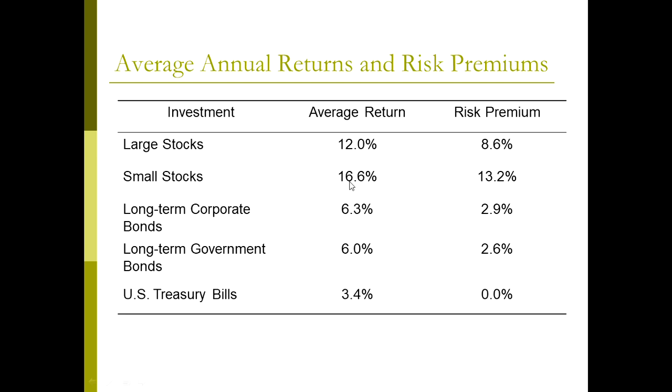Small stocks, 16.6% minus 3.4%, a 13% risk premium. So that is the additional return rewarded to you for holding small stocks over Treasury bills. Long-term corporate bonds and long-term government bonds have roughly a 3% risk premium.